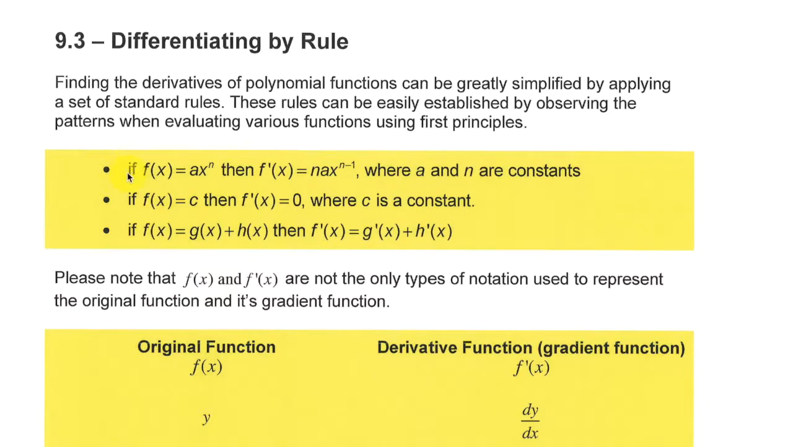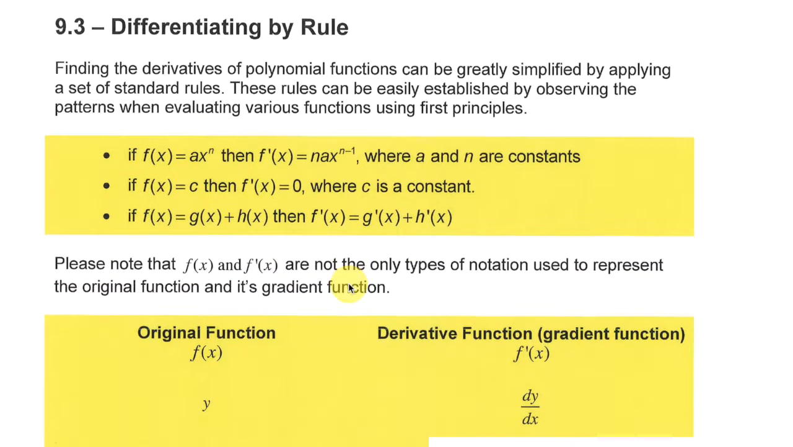All right, so if f of x is equal to a constant multiplied by the variable x to the power of n, then the derivative is found quite easily. All we do is take the power down to the front, so the power comes down. We still have that coefficient of x, and then we take one away from the power. I'll just show you with a quick example now.